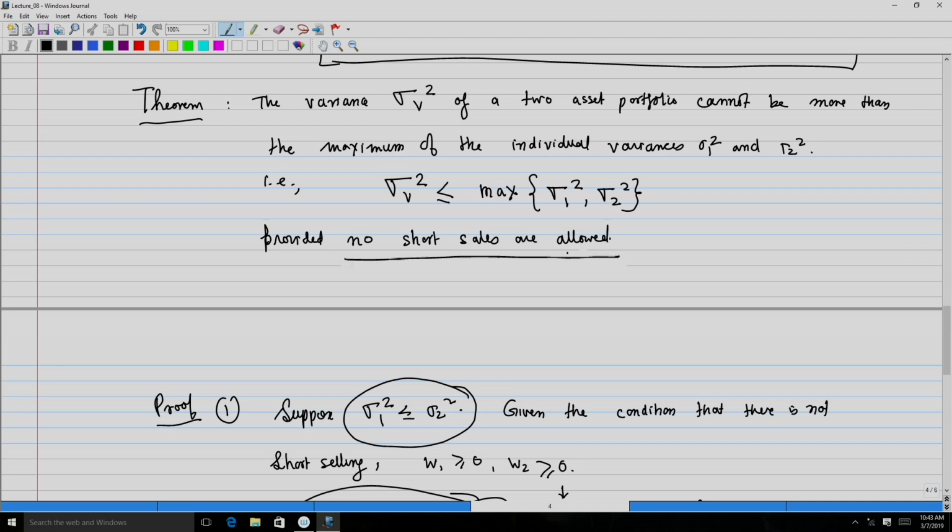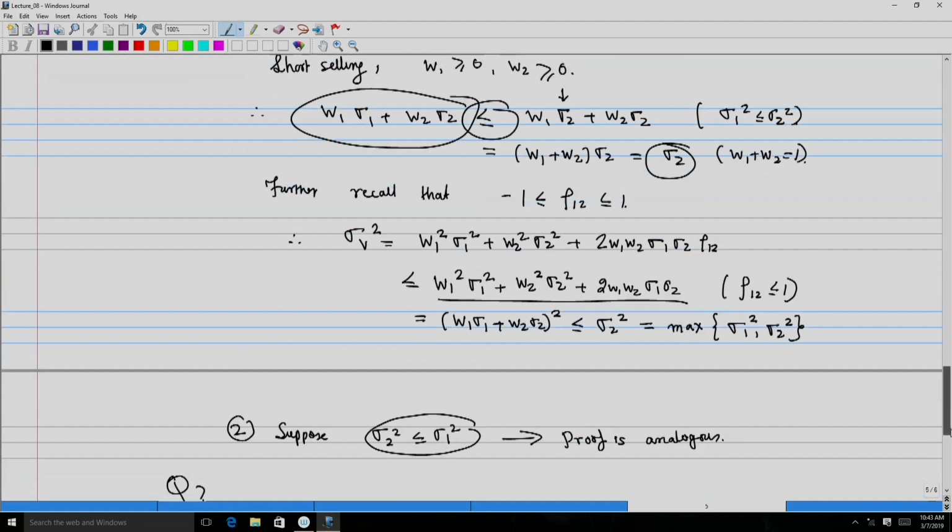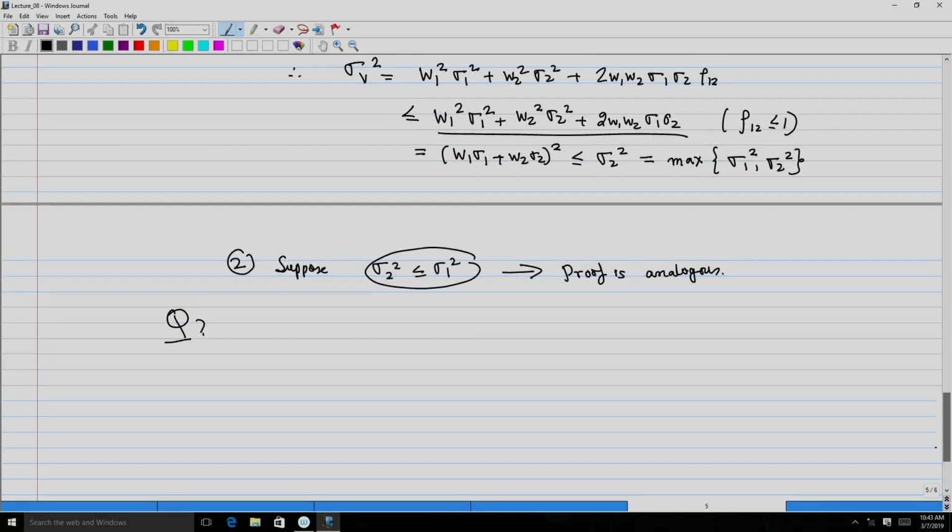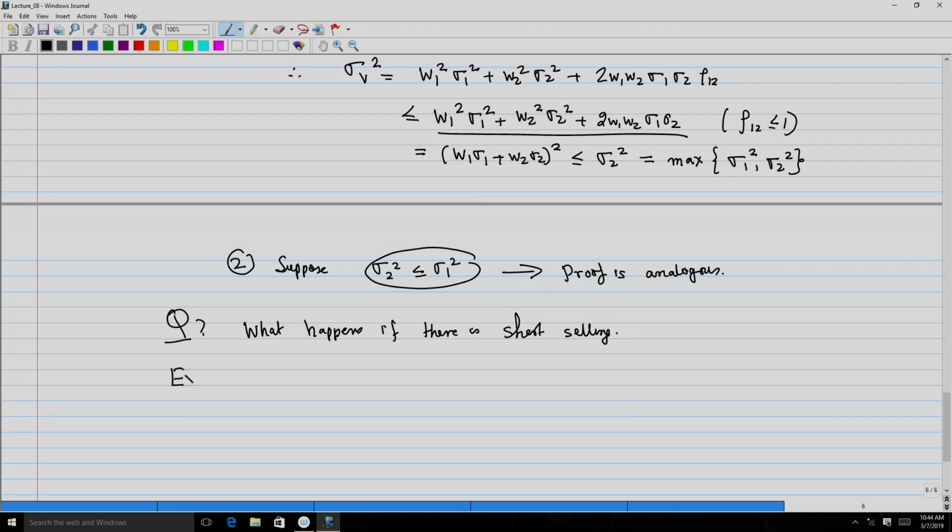Now, going back to the statement of the theorem, we have said that this result holds provided no short sales are allowed. So, naturally, I am curious about what will happen if there is actual short selling. So, the question is, what happens if there is short selling?